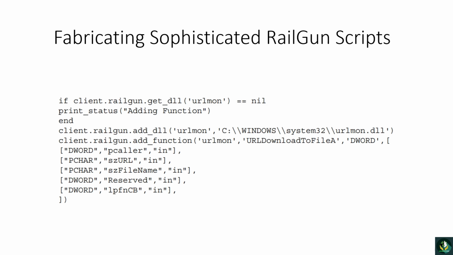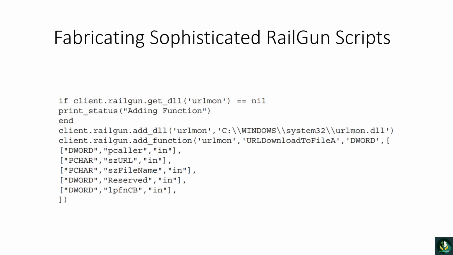Next, we add a custom function to the DLL file using the DLL file's name as the first parameter and the name of the function that we are going to create as the second parameter, which is URLDownloadToFileA, this one, followed by the required parameters. The very first line of the code checks whether the DLL function is already present in the DLL file or not. If it is already present, the script will skip adding the function again, and the pCaller, this one, parameter is set to null.